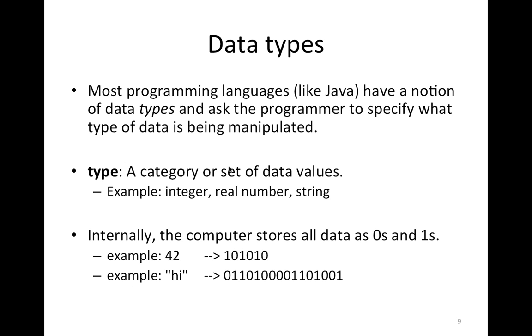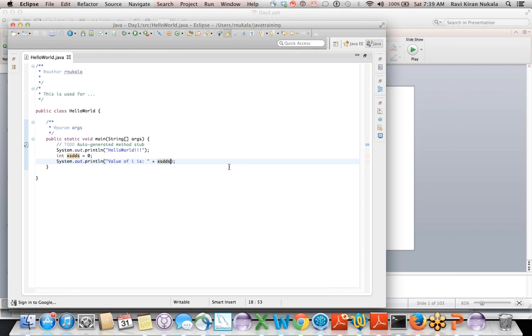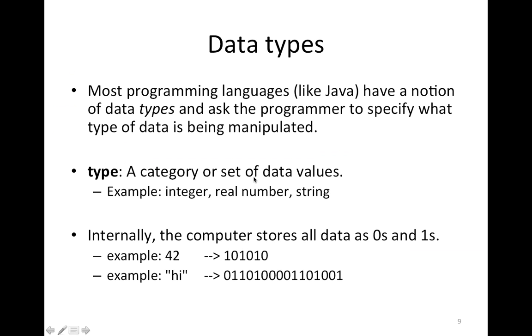Data types. Most programming languages like Java have a notion of data types and ask the programmer to specify what type of data is being manipulated. So here, this is the variable we talked about, and int is nothing but the data type. This variable is of data type int. And what are the various kinds of data types? We'll look at it, but for now I just randomly gave int. That's the type. You always need to specify what the type of that variable is.